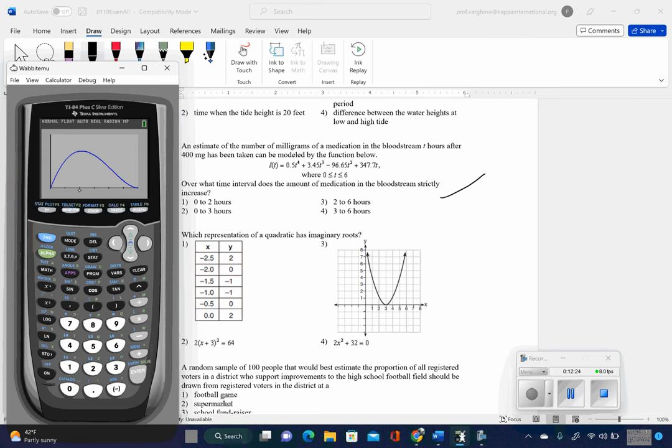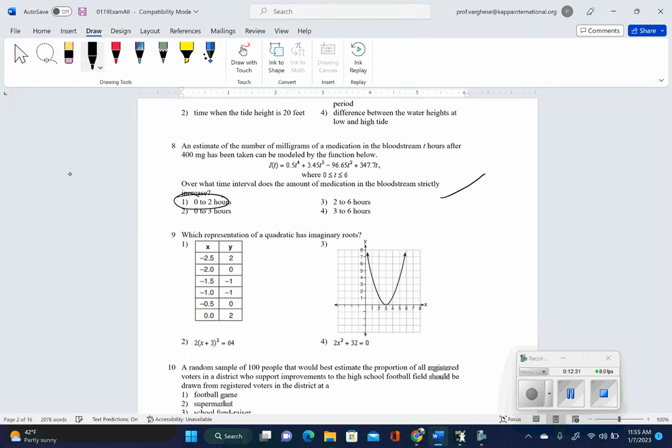Okay, so that helped me a lot. So I can see from 0 to 2 is where the graph is increasing, right? I'm looking for where it's going up. So the correct answer is 0 to 2 hours. Okay, do you see how to do this? Okay, so we're getting as many points as we can.